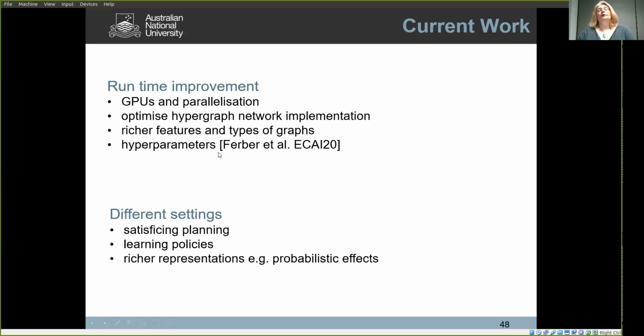We could also have a look at the design choices that we made, in the same line as what Patrick Ferber did at AAAI 2020 for a simpler setting where they use a linear perceptron and only generalize across initial states. I think we could get quite a bit of improvement like this. Another thing that we want to work on is different settings. With hypergraph networks, we could be learning policies with a slightly different architecture. We could be working on satisficing planning and learning to rank. And we also want to look at richer representations, for instance, probabilistic planning.